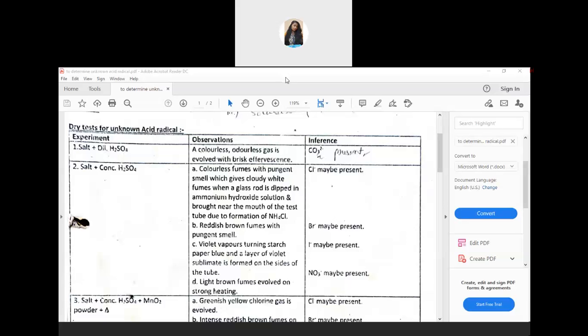So, observation: you may see this or you may not. If you can see the colorless, odorless gas coming out from the test tube, that means CO3 2- is present. If you cannot observe this colorless, odorless gas coming out from the test tube, that means CO3 2- is absent. Got it? Everyone got it?